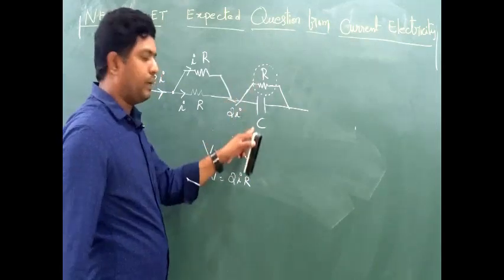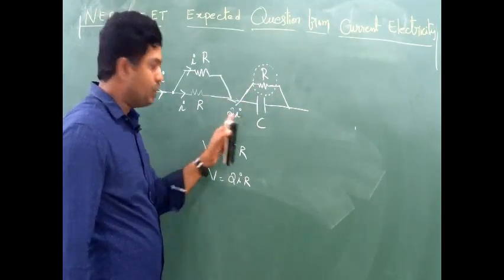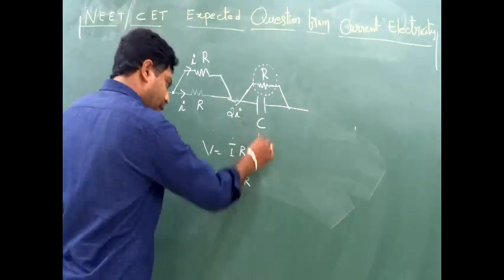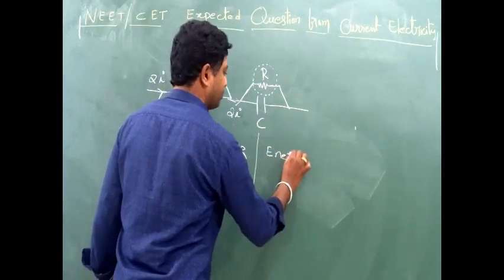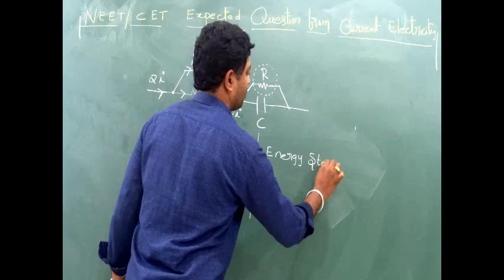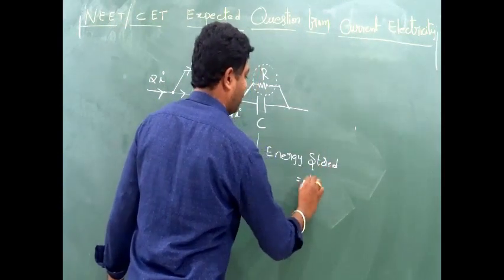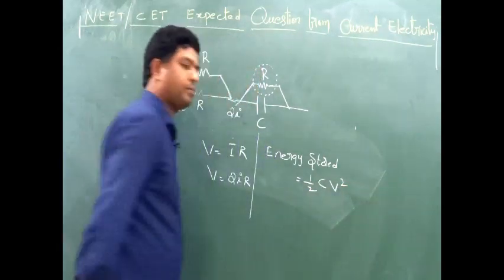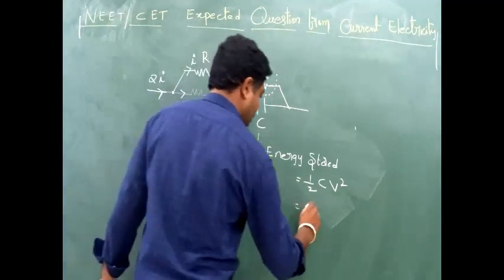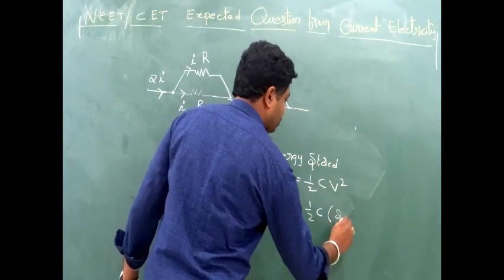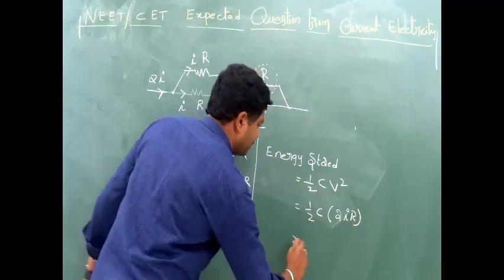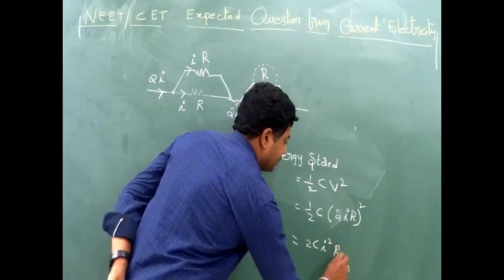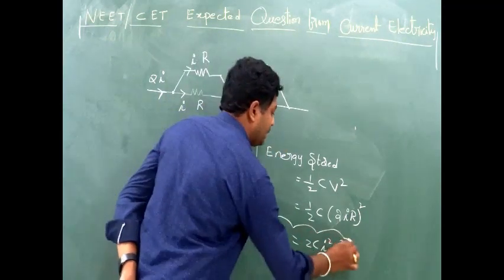This resistor and capacitor are both in parallel, so the potential difference across the resistor is equal to that across the capacitor. Then the energy stored in the capacitor is equal to half CV square. Here V is 2I into R, so from this whole square you get 2 C I square R square as the energy stored in the capacitor.